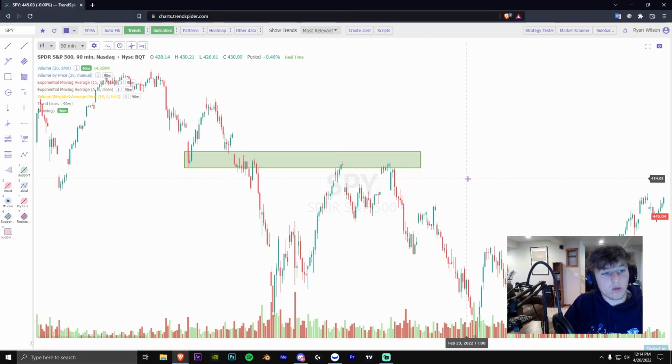And this won't work 100% of the time, because these zones after a lot of time will obviously get weaker and weaker the more they're retested. So you have to understand that.